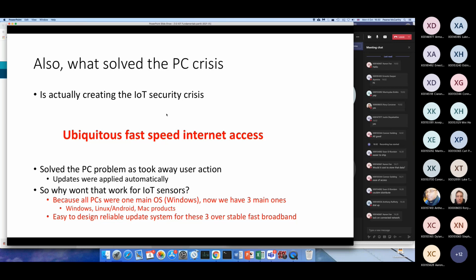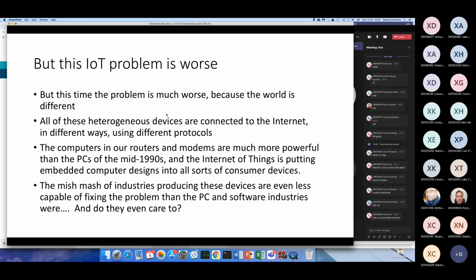Why this ubiquitous fast speed has actually created a problem? It solved one problem for standard phones and PCs, but it actually has created the IoT problem, because there are so many devices now that people have lashed out there. They're not all Apple, they're not all Mac, they're not all Windows, they're not all Android. Some of them are, a good few of them are, but all these little sensors now, they're not, okay? They're all using different protocols in different ways, and it's easy to design something and put it out there. But is it easy to update it?